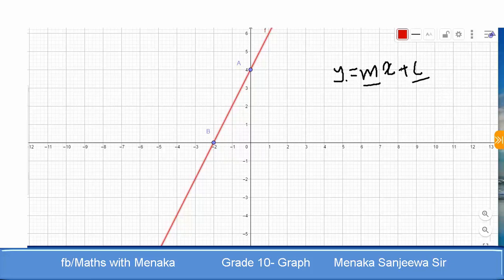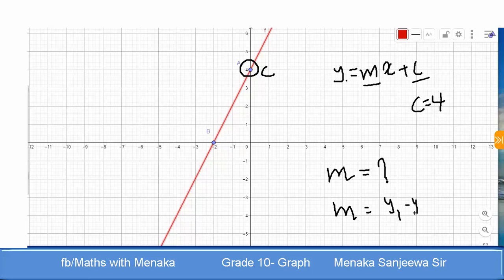Now c is the point where the graph intersects the y-axis. Where does the line intersect the y-axis? At 4. So this is c. So you can write c equals 4. Now you have to find the gradient, m. To find the gradient, there's a formula. Can you remember?